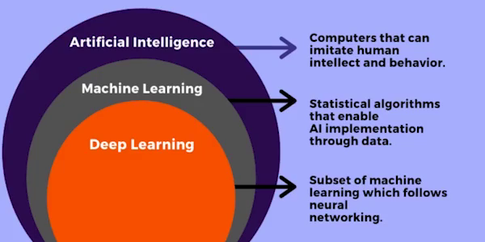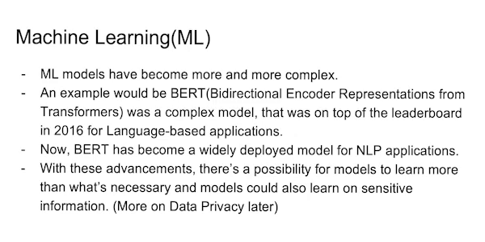So before moving on to federated learning, let me talk about what machine learning actually is. Machine learning relies a lot upon your input data, and this data is run over statistical algorithms to evaluate and generate future predictions. Machine learning models have become more and more complex over the years. An example for this would be the BERT model, which was a complex model that was on top of the leaderboard in 2016 for language-based applications. Now, BERT has become the most prominent model for natural language processing applications.